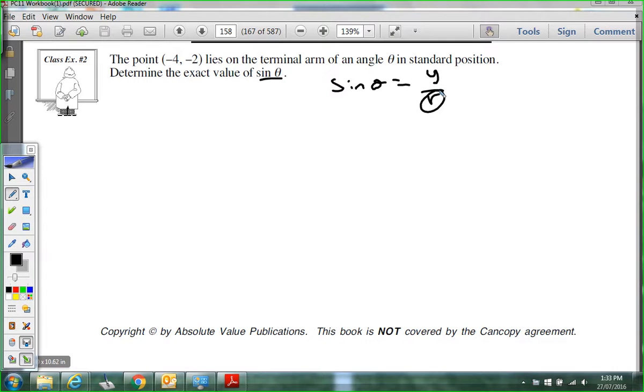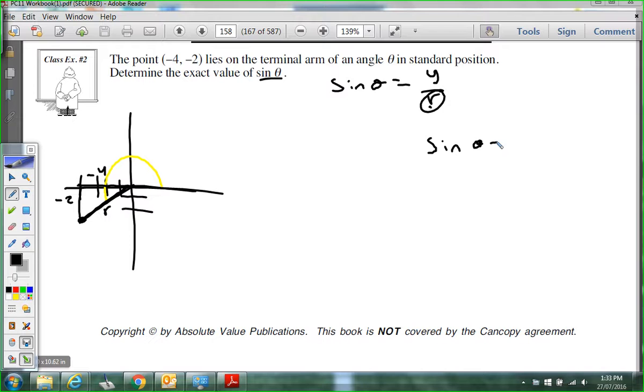So we're just going to draw this again. It's at negative 4, negative 2. So it's down here. Again, just for practice, we don't really need it for this one, but this is the rotation angle. So we have negative 2 and negative 4 for our sides, and we want to figure out what this length is here because we need r. That's the only thing we're missing. Because right now, if I write sine theta, we know we're at negative 2 over r. So we just need to figure out r.